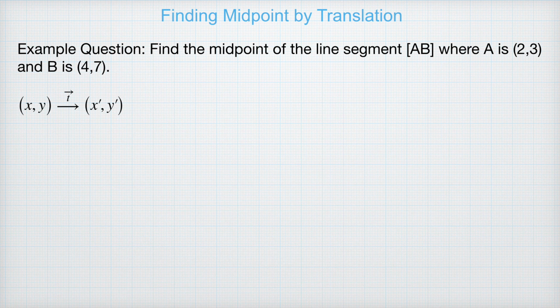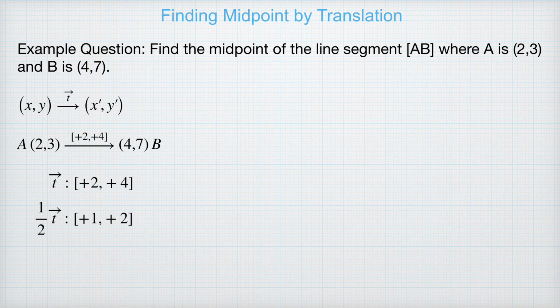The point A undergoes a translation to point B, where the operation of the translation is +2, +4. We will now halve this operation, which gives +1, +2. The translation of A with this halved translation gives the midpoint 3, 5.